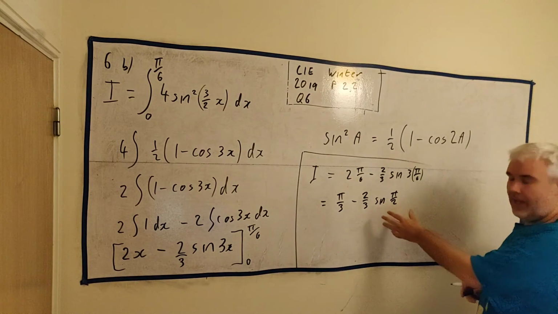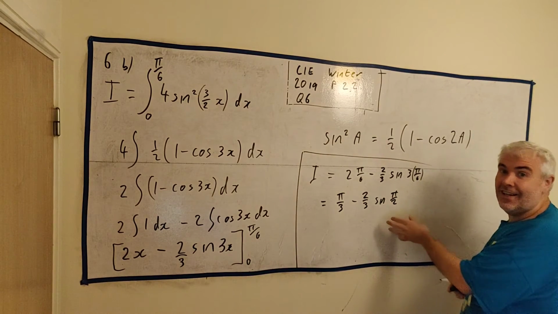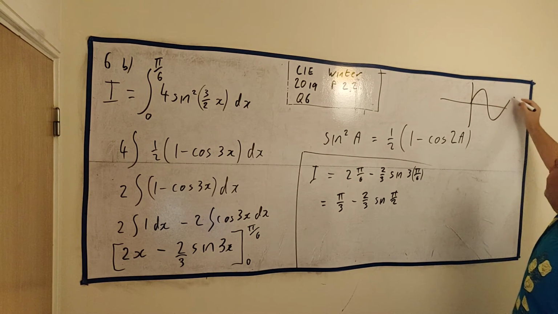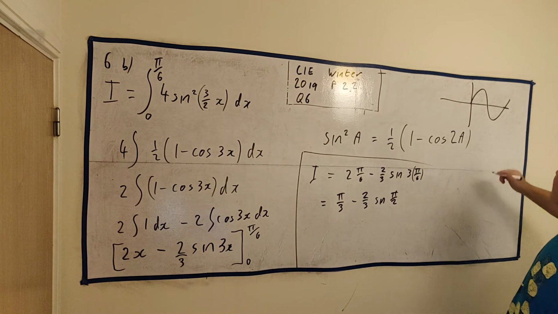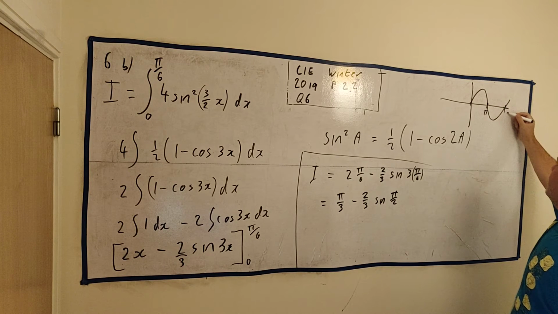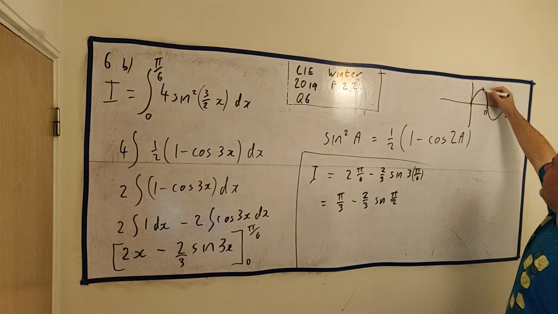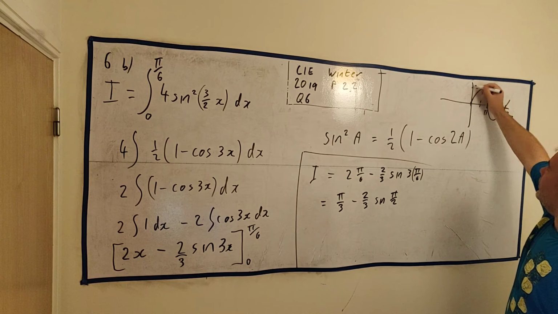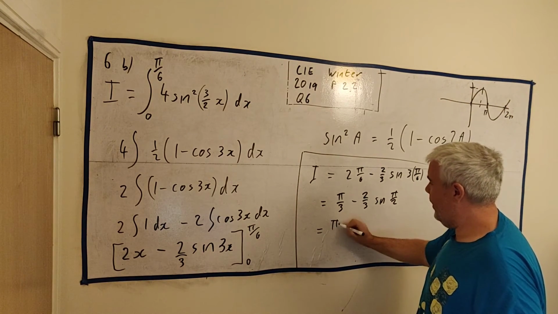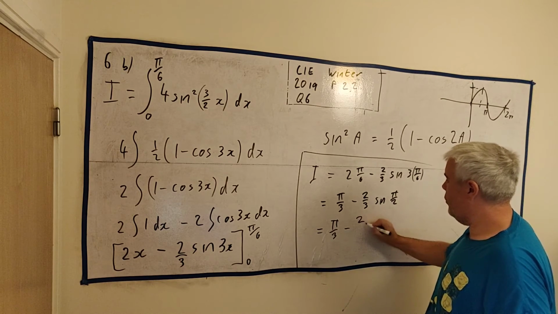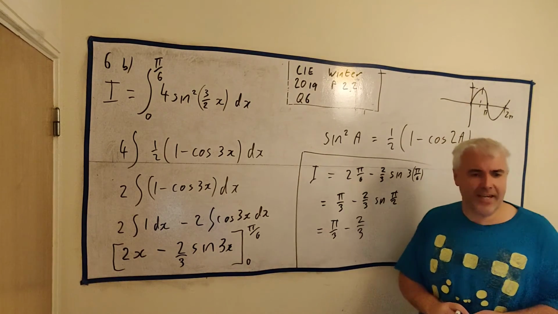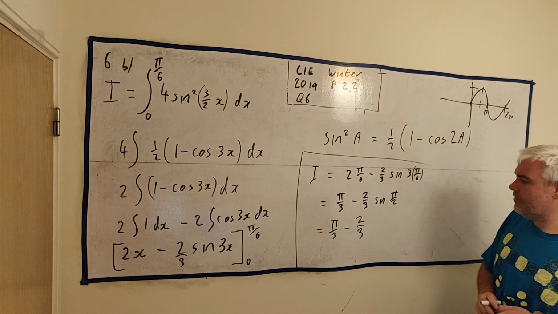So what is sine pi over 2? Sine 90 degrees. I always try and just draw a little picture for myself, but I certainly recommend using a calculator as well. There is pi, there is 2 pi, here is pi over 2. That answer is 1. This is equal to pi over 3 minus 2 over 3. That's our exact answer. The exact value of this is what they ask us to get.